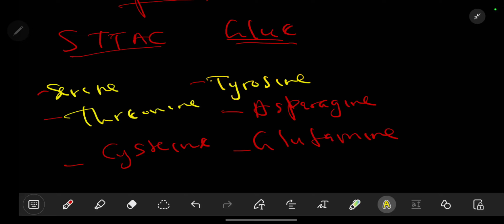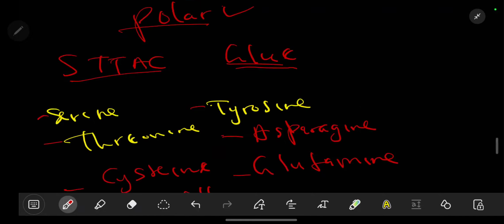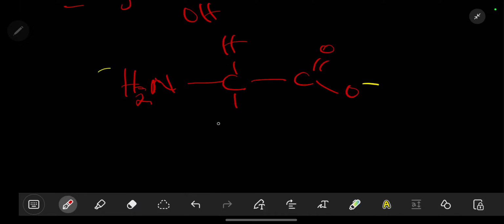So all these have one thing in common. They all have what we are going to call the OH, the hydroxide. So let's be able to draw those. The common thing about serine is that it has got CH2. So let's begin with these two. The simplest one is serine. We are going to have our CH2 like that. Then we are going to have our OH.